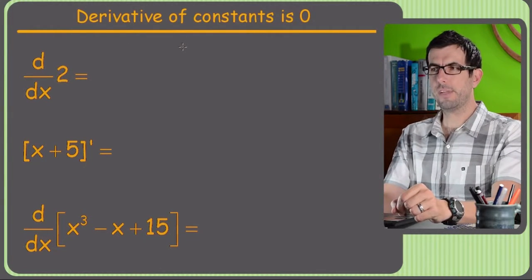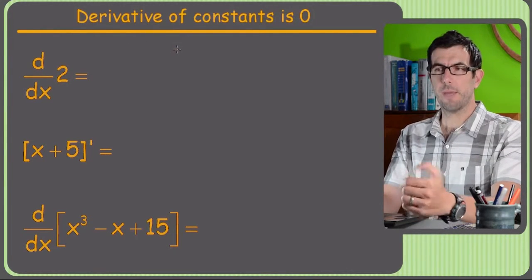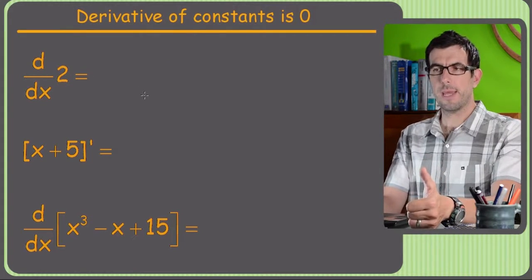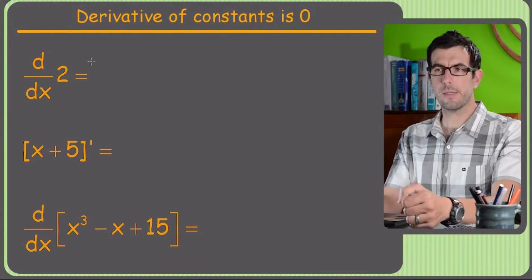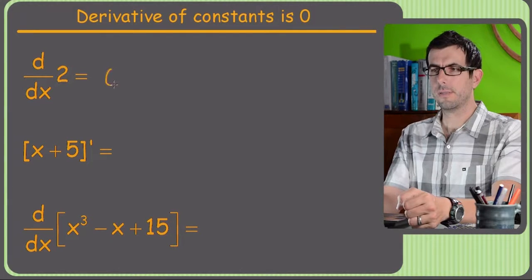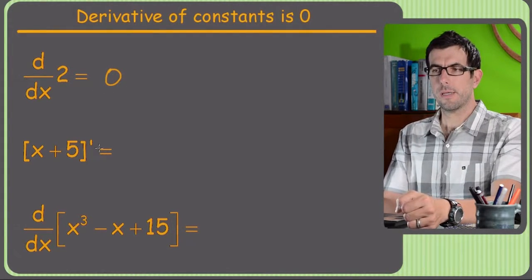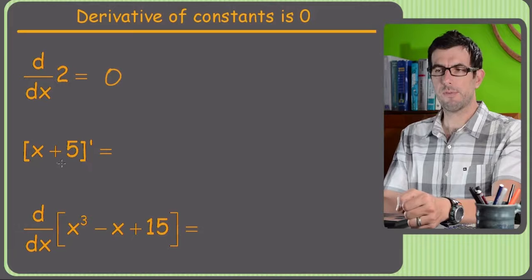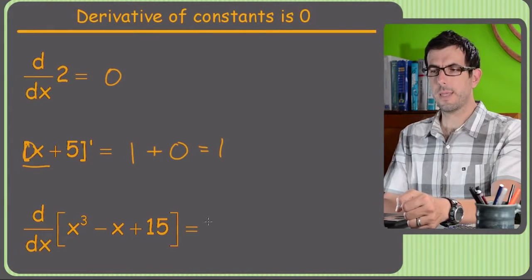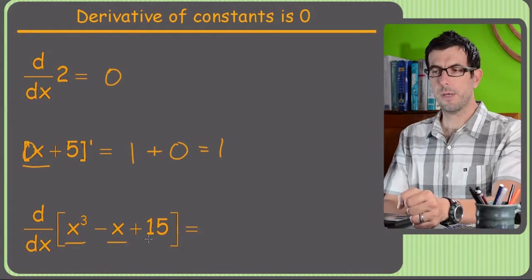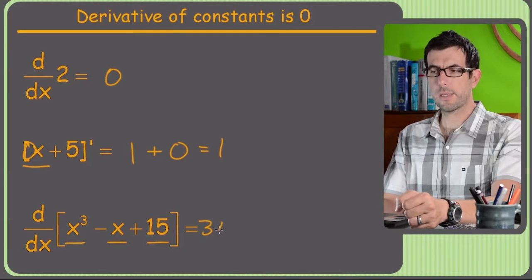All right, derivative of constants is 0. Now I mentioned this already, but I just want to point out, hey, what do we do if there's a number on the end? So derivative of 2, 0. Derivative of x plus 5, derivative of x is just 1. And derivative of 5 is nothing. So the derivative of x plus 5 is just the coefficient of the x term. This last one, got 3 terms. No big deal, we'll take each one at a time. So derivative of x cubed is 3x squared. Derivative of negative x is just negative 1.